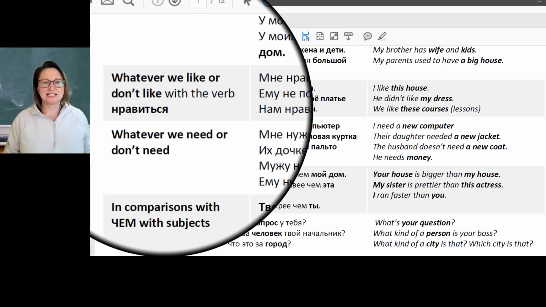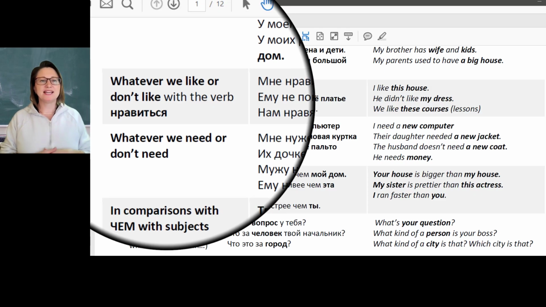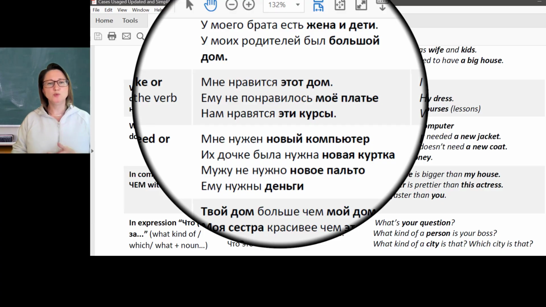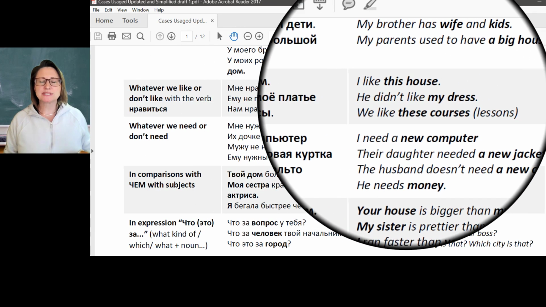Then the next context is actually very interesting. It's whatever we like or don't like with the verb нравится, because in Russian we have two ways to express liking something. That's the verb любить and the verb нравится. So when you use the verb нравится, whatever we like is going to be the subject of a sentence, and whoever likes something is going to be in dative. So you can see here we have мне, ему, нам, but what we like is actually the subject of a sentence. Similarly to how it was a little bit illogical with whatever we have, here whatever we like is the subject of a sentence.